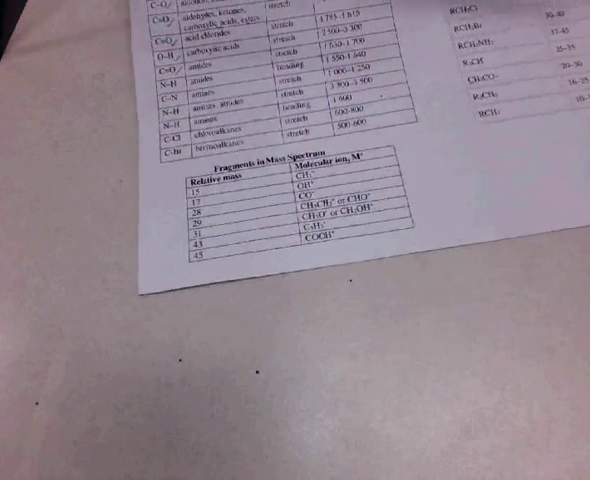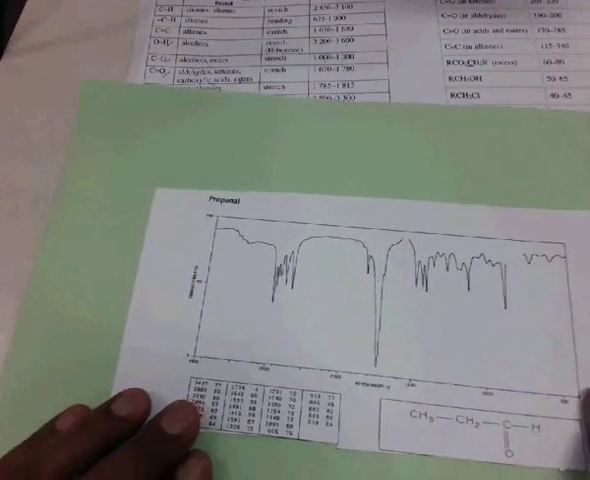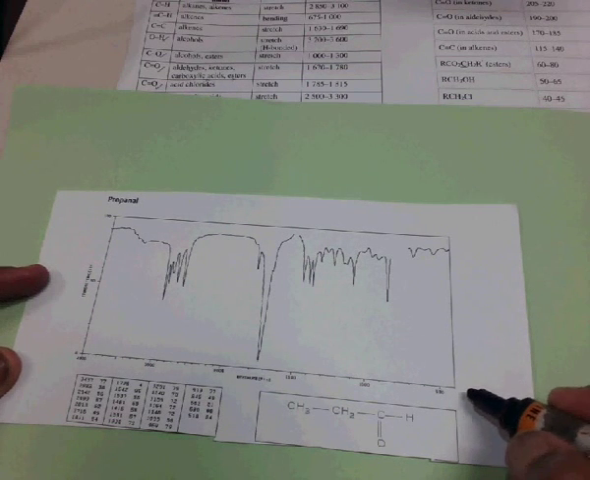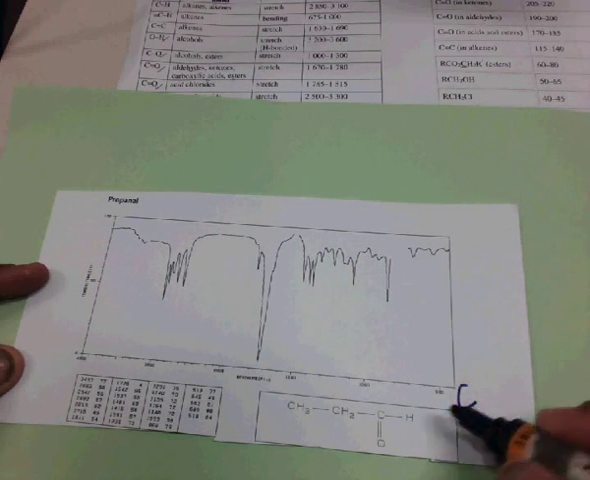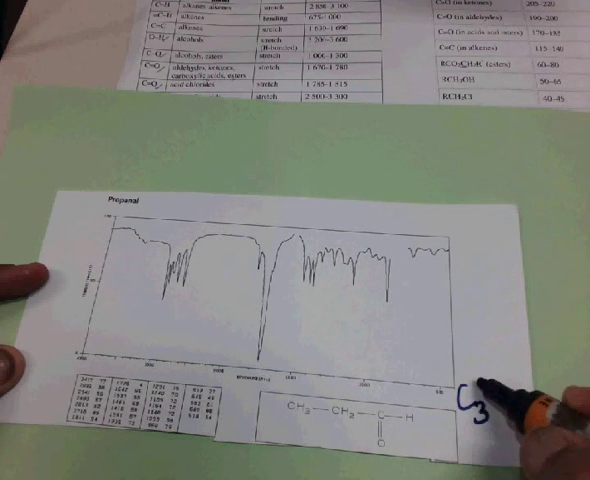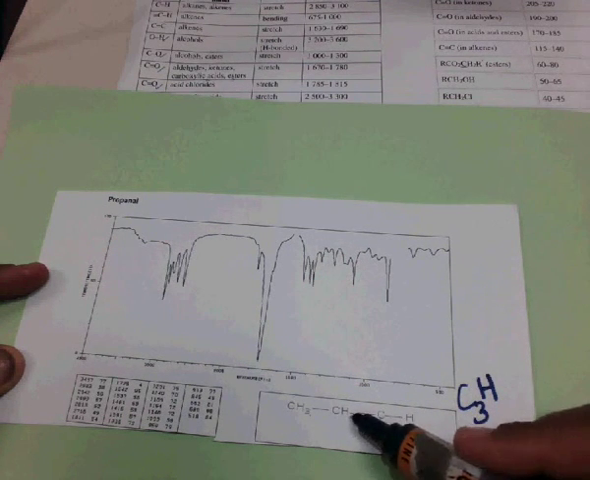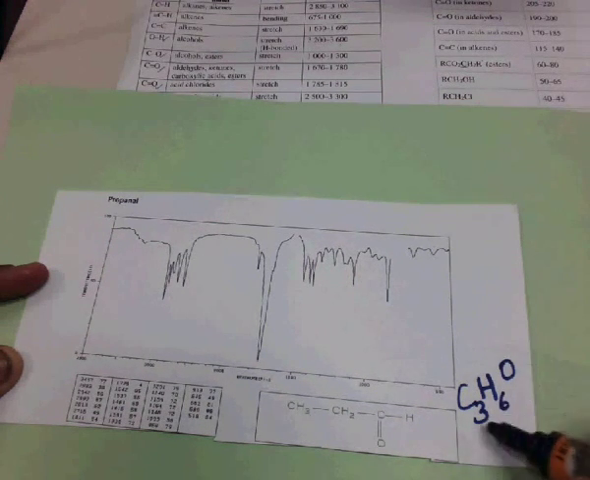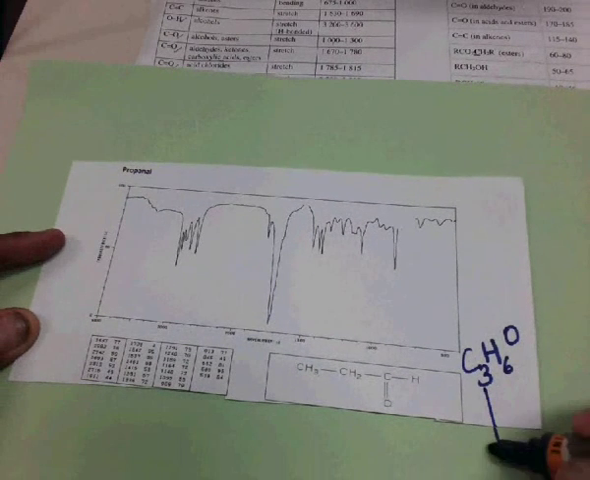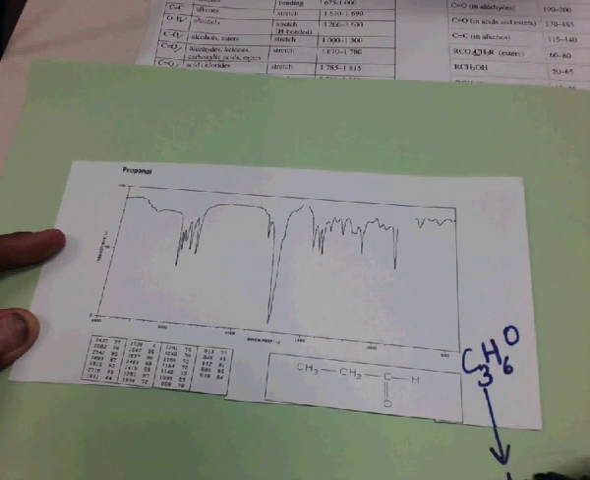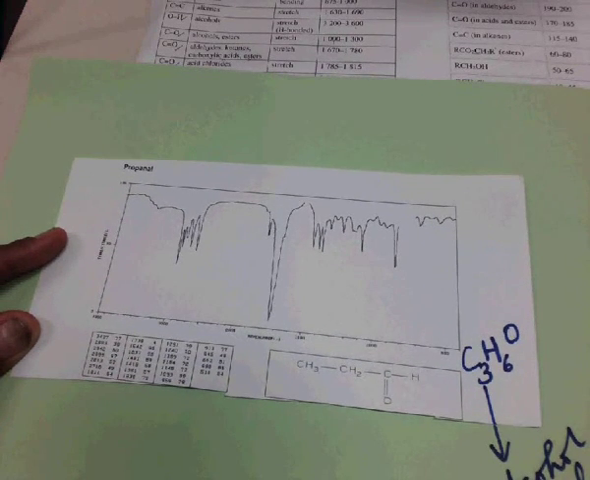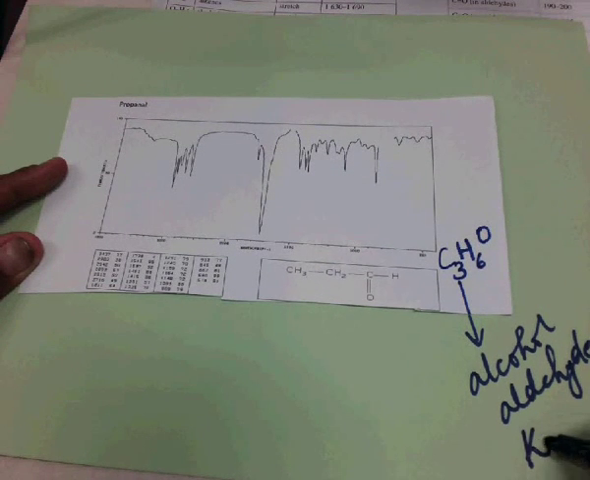Alright, the next molecule I'm going to look at is propanal, which is an aldehyde. Alright? So I'm going to go and write down its molecular formula because that's what is given to us. See, there are 3 carbons. How many hydrogens are there? 6 hydrogens and 1 oxygen. Alright? So that's what will be given to us. Again, using the molecular formula, you can say that it's either an alcohol or an aldehyde or a ketone. Right?